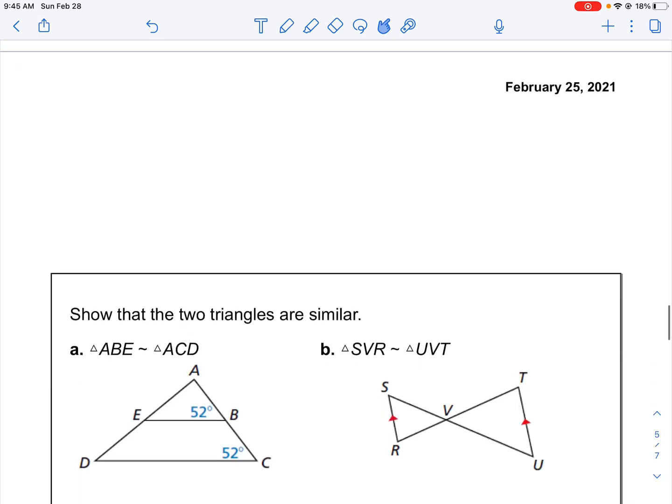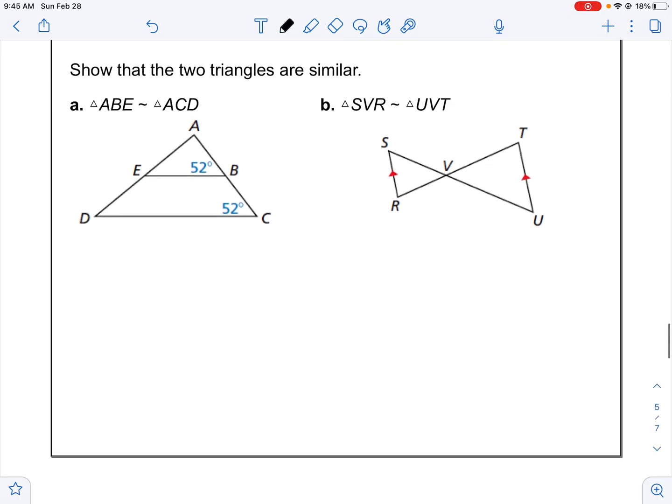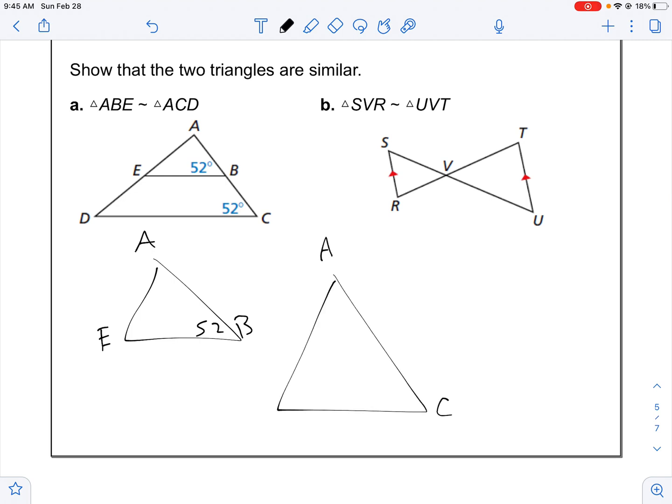Let's keep going. All right, show that these two triangles are similar. Now, sometimes you're going to have to break these up. So let's do that. And remember, we just have to prove that two angles are congruent. So I've got triangle AEB, or ABE, whichever way you want to do it. And I've also got triangle ACD.